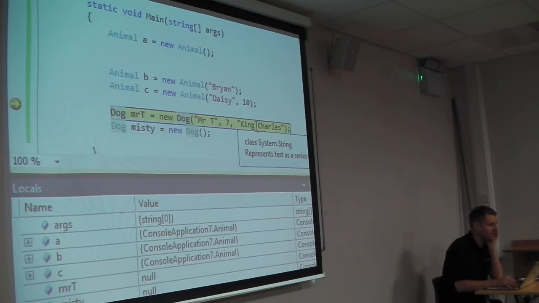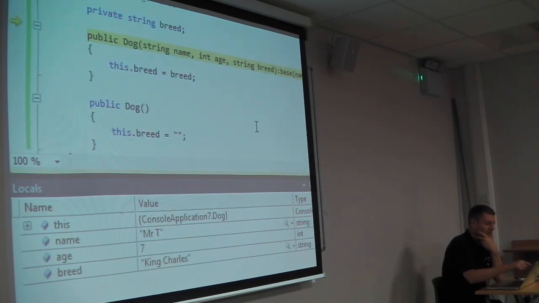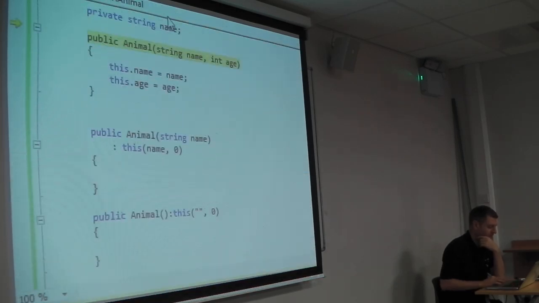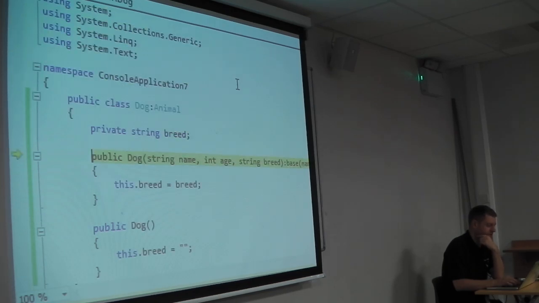What are we going to see here? We're hopefully going to see, when you go colon base, it will then call the base class constructor and pass in the name and the age. So I'm pressing F11. And there we go. Yeah, there's the one taking the name and the age. So name and age. And now it's going to set the breed. So there's this dot breed equals breed.